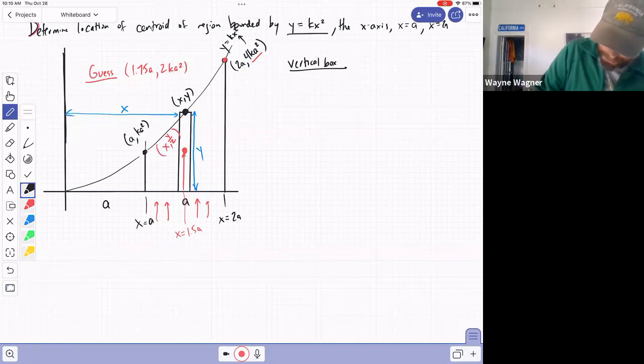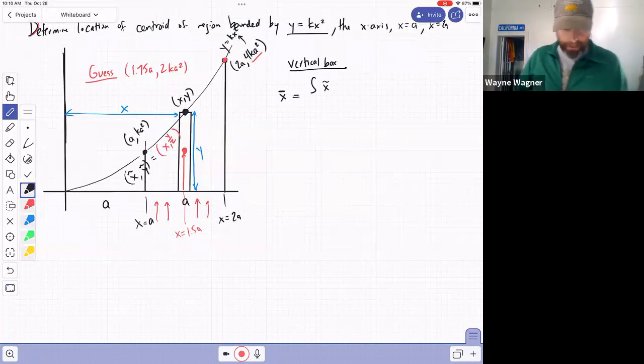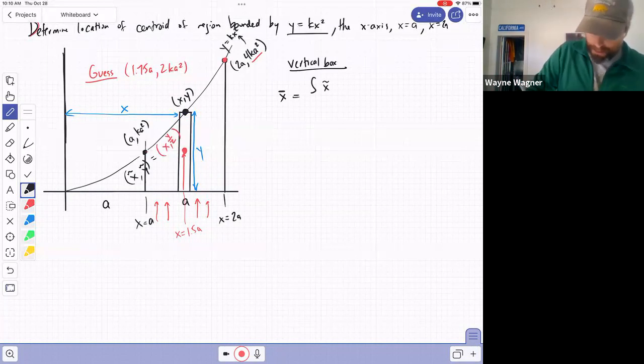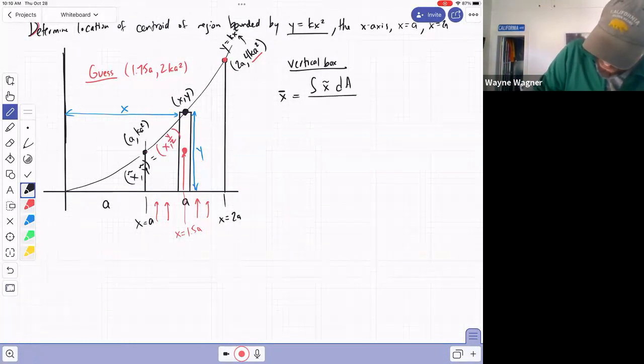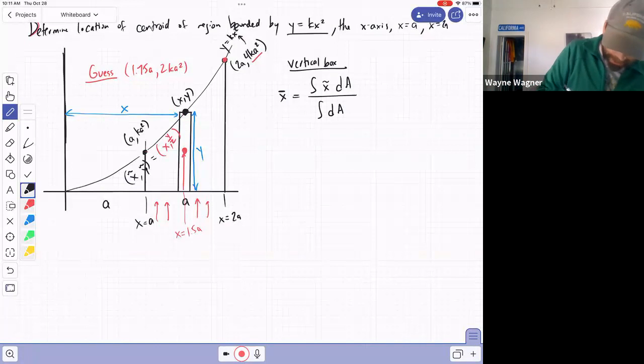So let's start with X bar, which equals the integral of X tilde. So this would be X tilde, Y tilde, which is the location of the centroid of our little box, dA, divided by the integral of dA. dA is just the area of that box. One last thing we need for that box is this distance right here. That's dx.